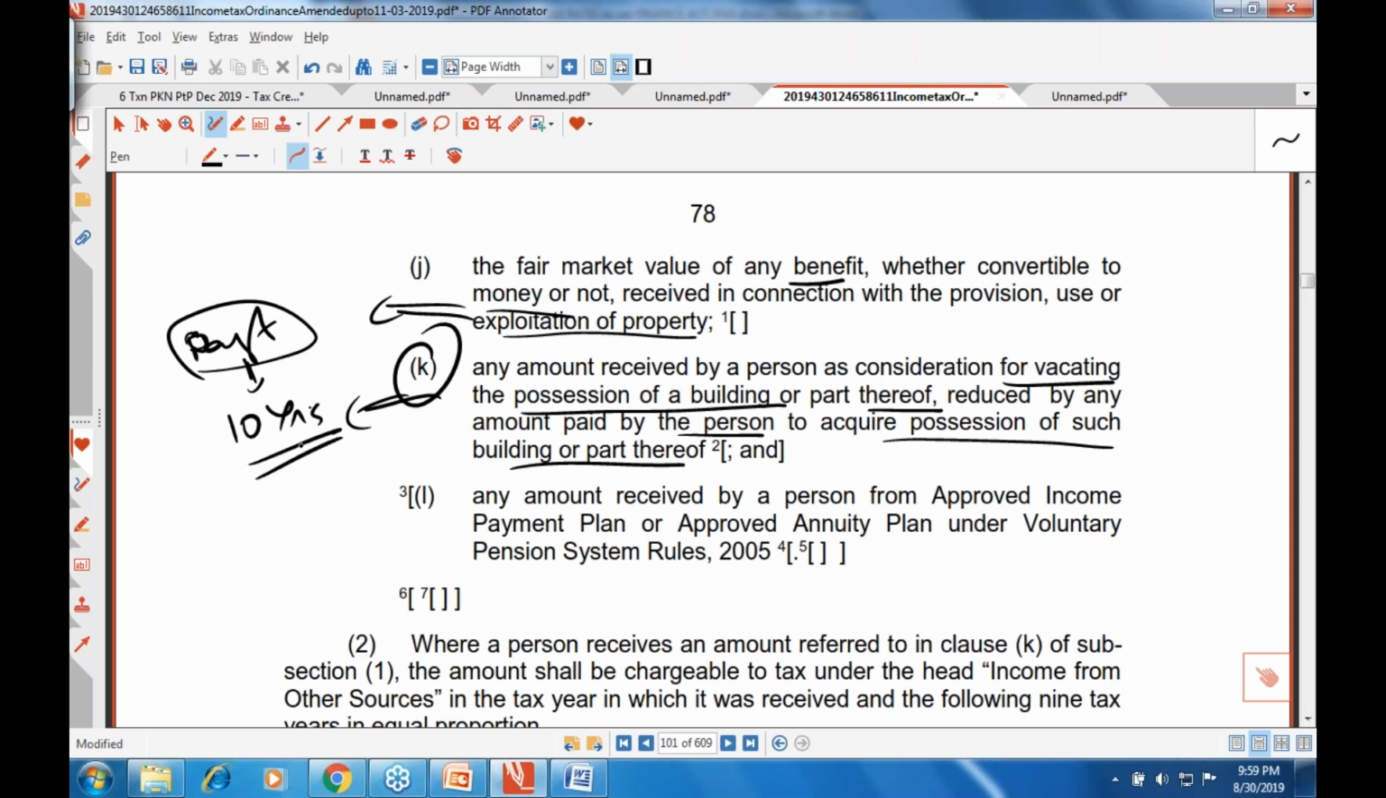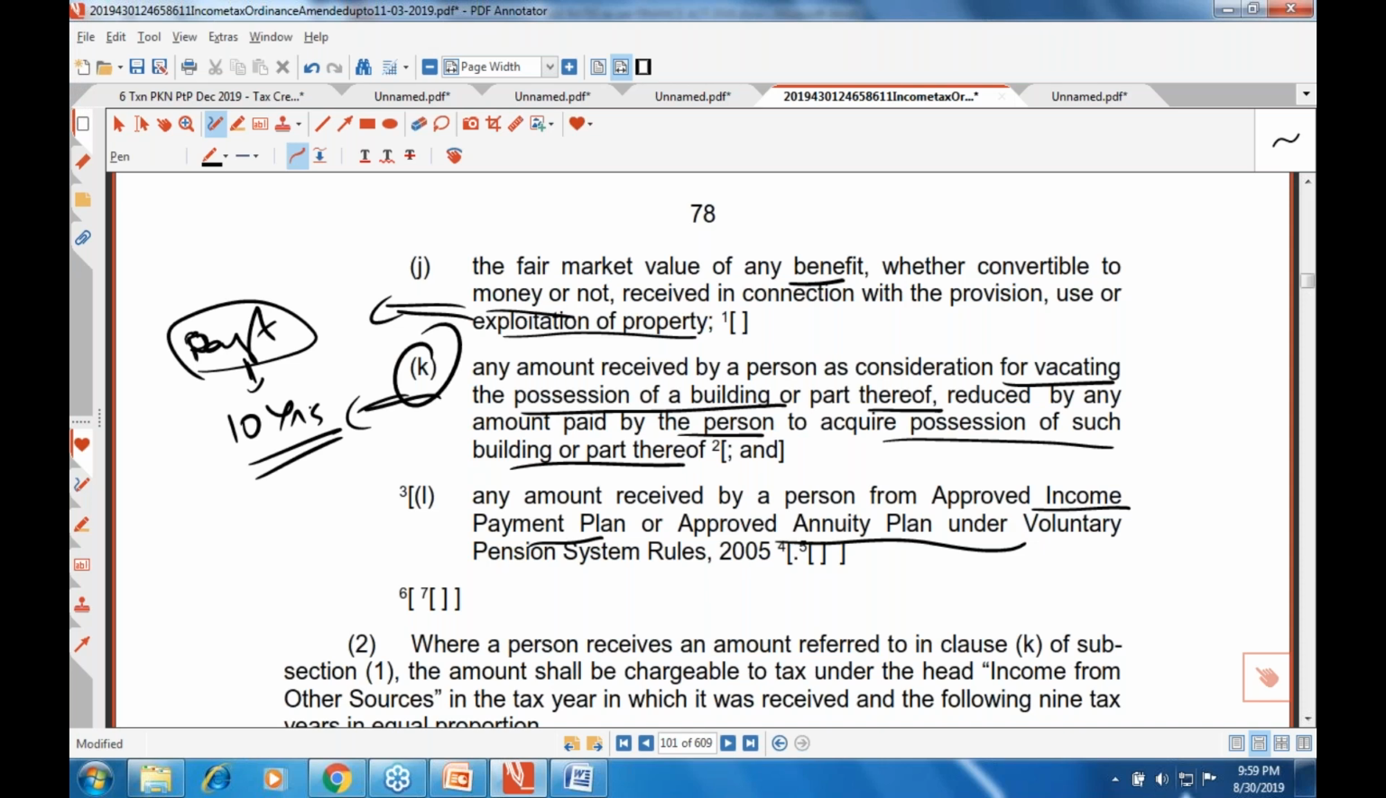It has to be taxed in 10 years. So that is actually going to be taxed in 10 years. Now, last is any amount received by a person from an approved income payment plan or approved annuity plan under a voluntary pension scheme. So remember this: if there is a voluntary pension scheme, such a scheme is not for income from salary, but instead that is going to be income from other source.